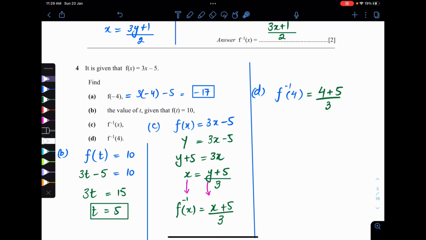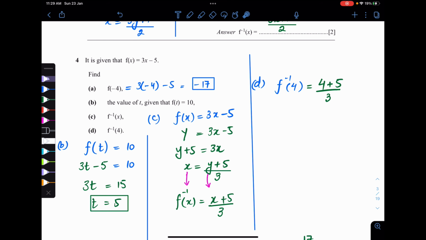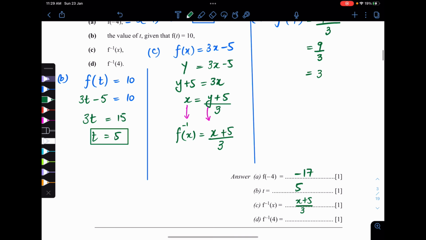So again, I'm just going to repeat this part. This requirement says go to the f inverse function, which is over here, and put x value to be 4. So let's put the value of x to be 4 over here. So that's going to be 9 over 3, and the final answer is 3.